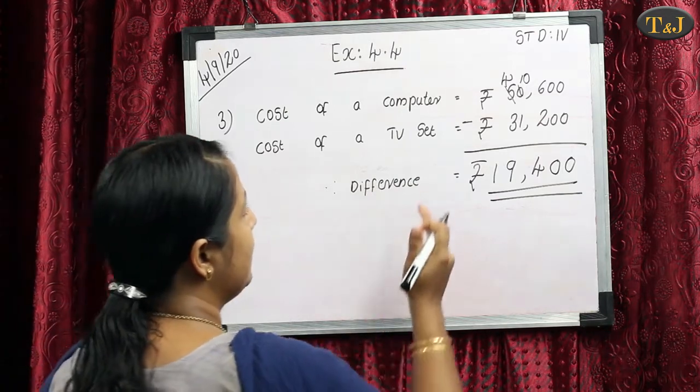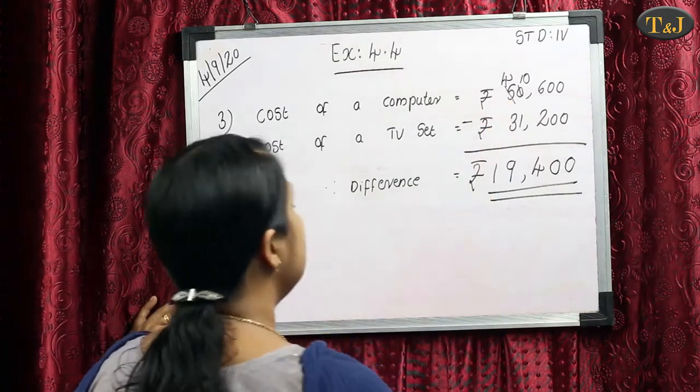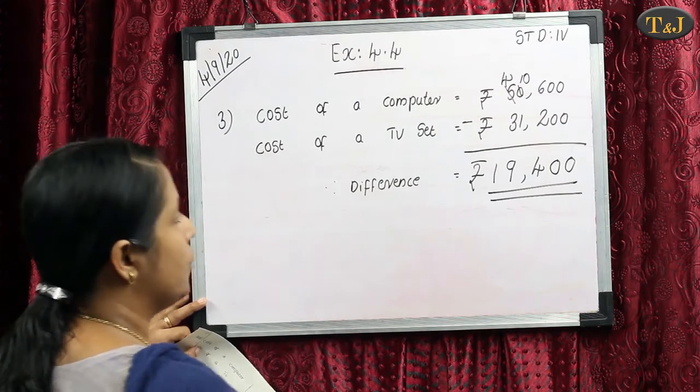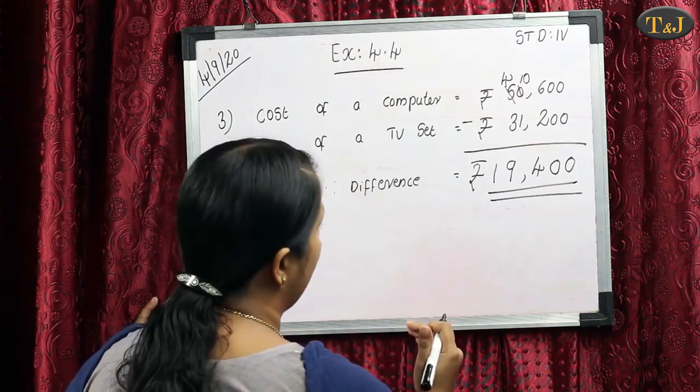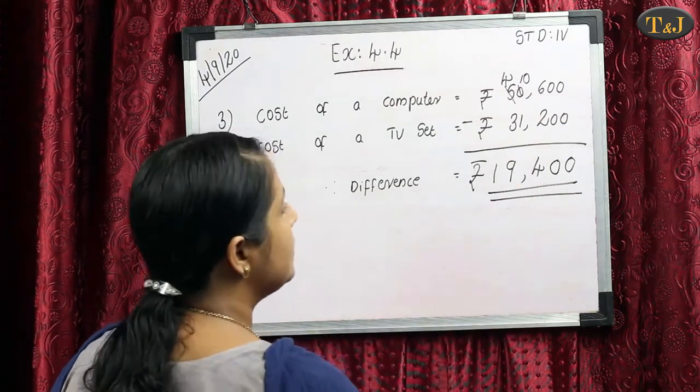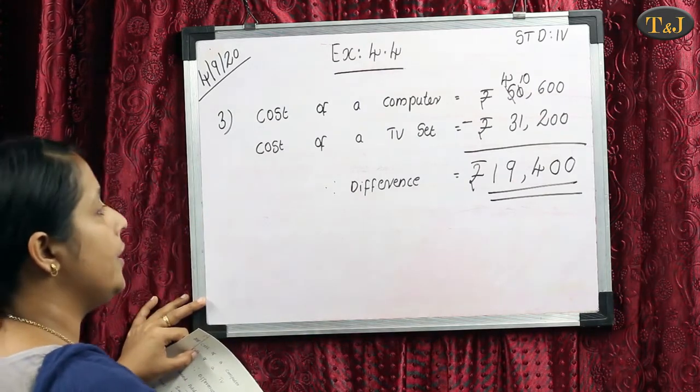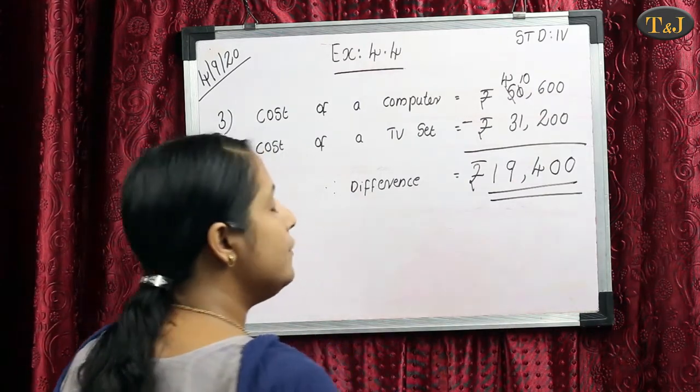In this problem, the order is correct. First we are given the cost of a computer, then the cost of a TV set. Next we want to find their difference, so we just subtract the numbers. So their difference is 19,400.